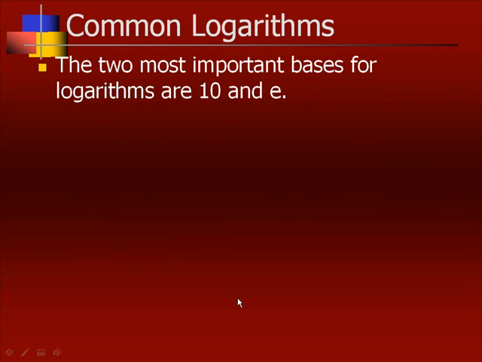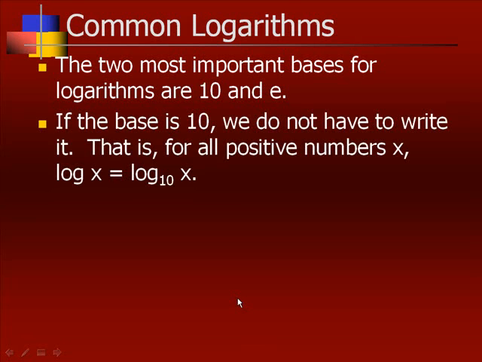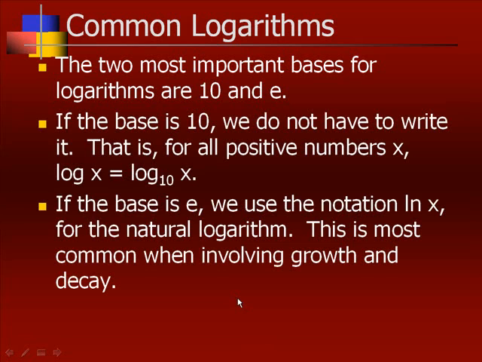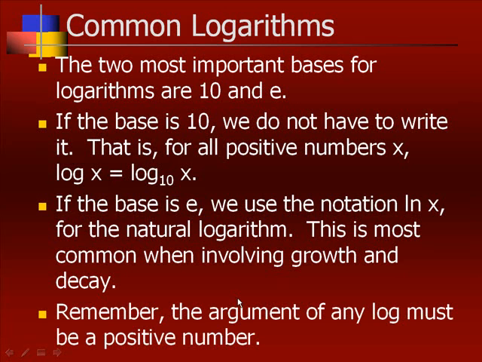Now, the two most important bases for logarithms are 10 and e. If the base is 10, we do not have to write it. That is, for all positive numbers x, the log of x is the same thing as the log of x base 10. If the base is e, we use the notation ln x, or natural log of x. And this is most common when involving growth or decay. And remember, the argument of any log must be a positive number.